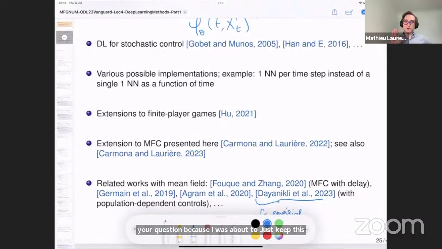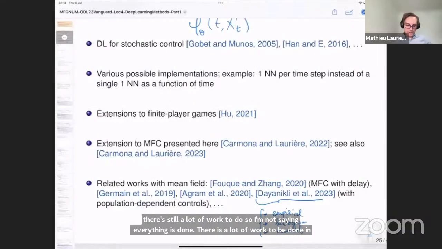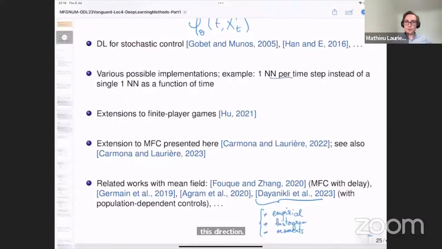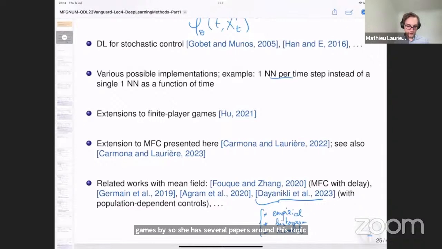But there's still a lot of work to do. So I'm not saying everything is done. There is a lot of work to be done in this direction. There are many variations. You can put 1 neural network per time step instead of 1 neural network for the whole time horizon. This type of method has been extended to finite player games by Jiaming Hu. So she has several papers around this topic. And we also have a recent survey on this type of methods together.